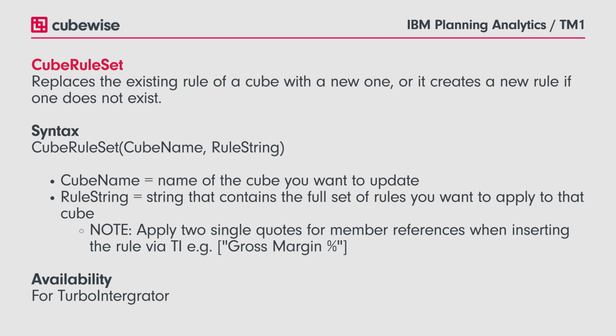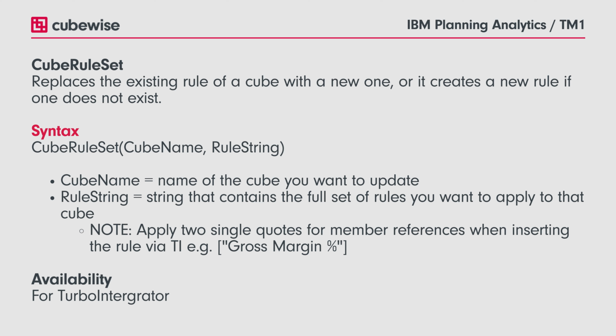CubeRuleSet is a function that replaces the existing rule of a cube with a new one, or it creates a new rule if one does not exist. It's commonly used in advanced scripting and automation where generating or deploying rules dynamically is necessary.